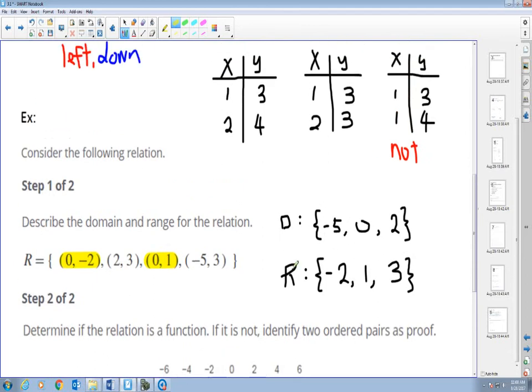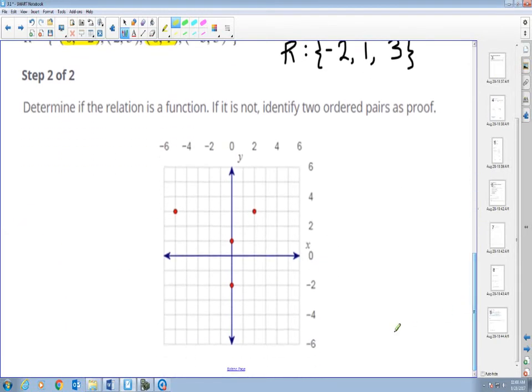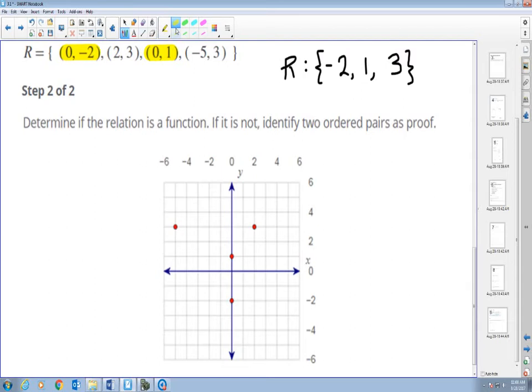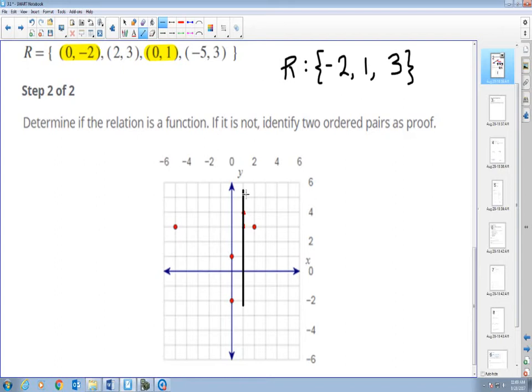If you plot these two points, 1, 3 and 1, 4, let me plot them here. That gives me two points on top of one another, just like the two points we identified as not a function. That provides what is called a vertical line. Remember, a vertical line is where every single x value on the line is the same. That's the reason why.